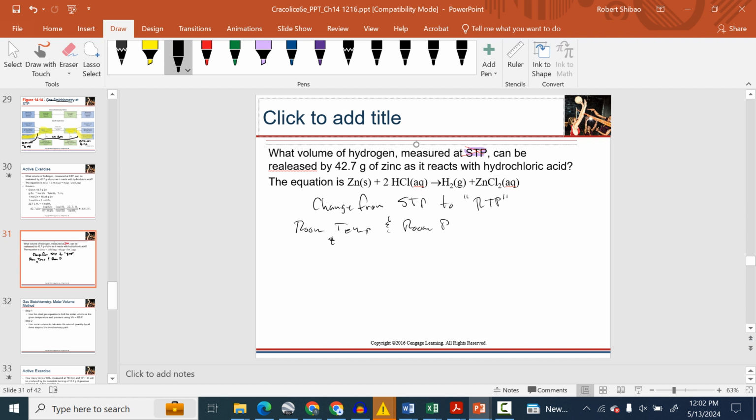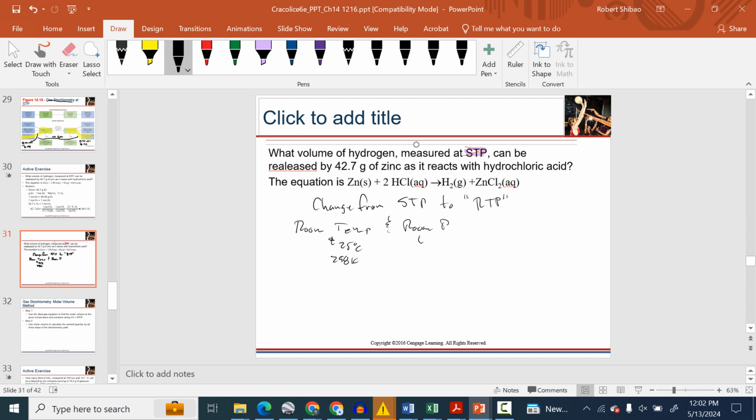What's normal room temperature? What is it? 32 Celsius is awfully hot. Actually, it is about 77 Fahrenheit, which is 25 degrees Celsius, 298 Kelvin.